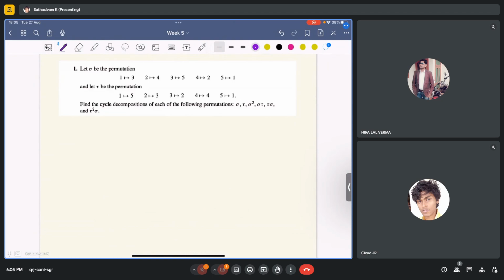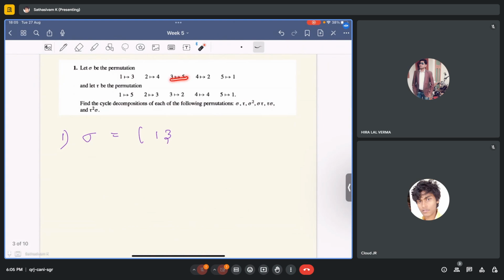So let's find it. In sigma, you see that 1 goes to 3. So we start with sigma equal to (1 3, and let's look where 3 maps. 3 maps to 5, so we have 5, and 5 maps back to 1. So this cycle is closed. Let's take any other element, say 2. 2 maps to 4, and 4 maps to 2 again. So this cycle is also closed, and this is a cyclic decomposition of sigma.